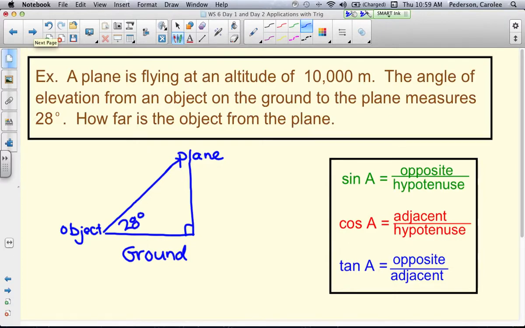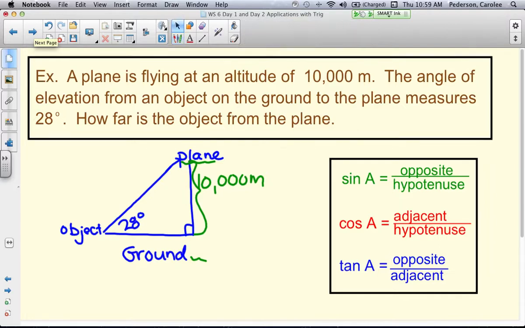And the distance, the plane is from the ground. So here's my plane and here's my ground. It is a distance of 10,000 meters, this distance from the plane to the ground. What we want to do is find how far the object is from the plane. So we want to find the distance the object is from the plane. What is that distance right there?